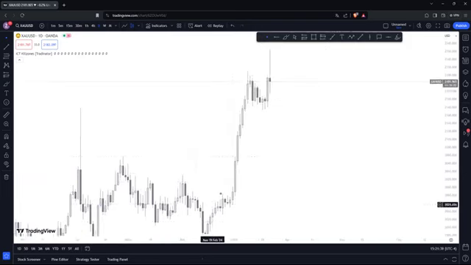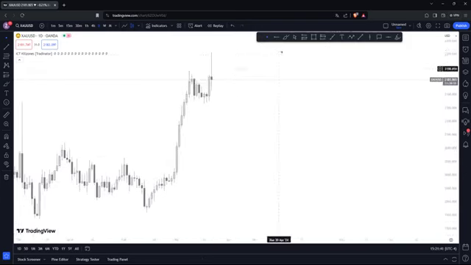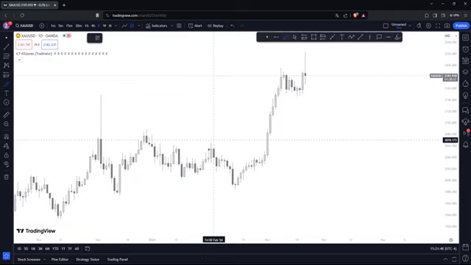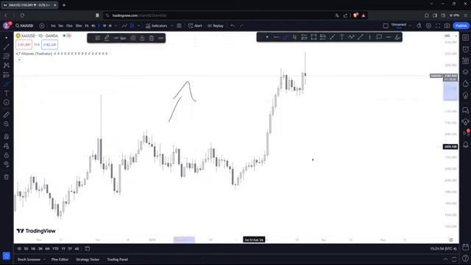Now here, the daily and the weekly are aligned with each other. That's why we had a very explosive move. Okay, guys? So here, sometimes price shifts to bearish on the daily, but look at the move. It's not as big as this one, simply because the weekly is still bullish.